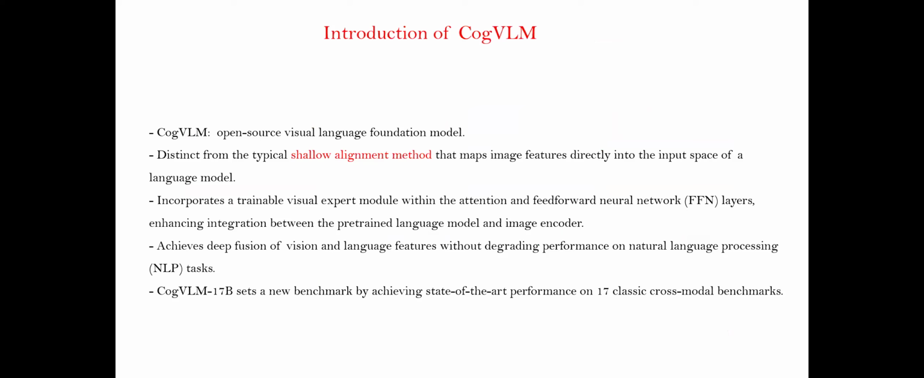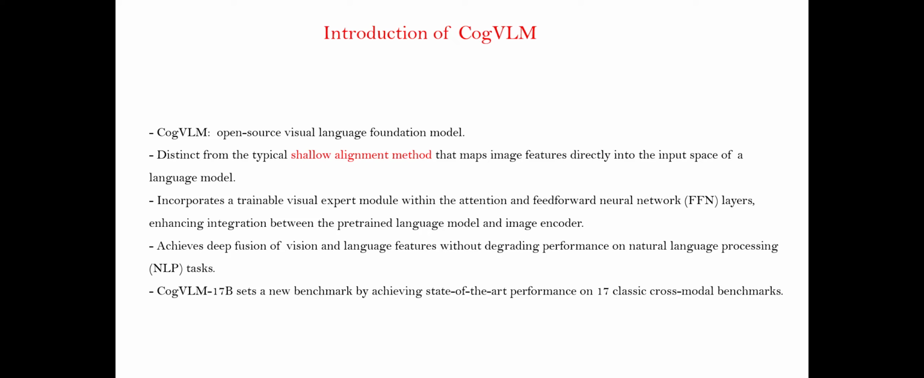So, as an outline to CogVLM, what CogVLM introduced is an open source visual language foundation model, as I mentioned. In a way, it tries to move away from the shallow alignment method. It introduces a trainable visual expert module that allows a deep fusion of visual and language features, without degrading the performance on NLP tasks.